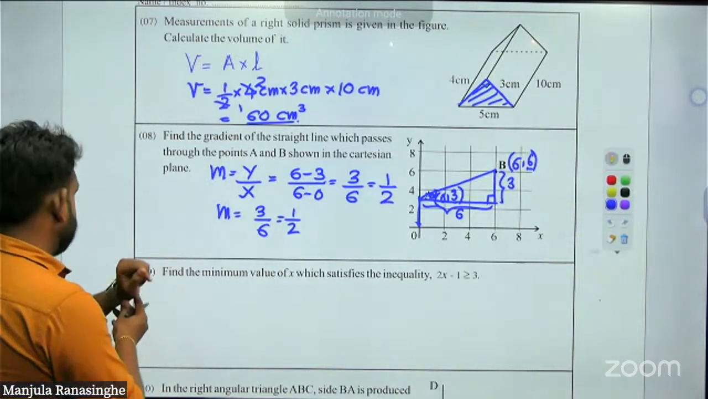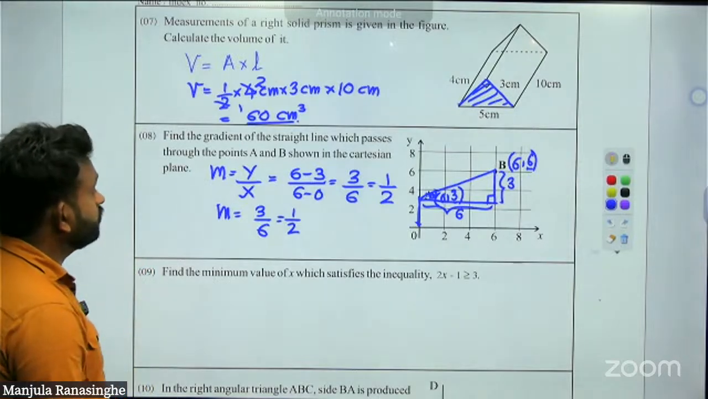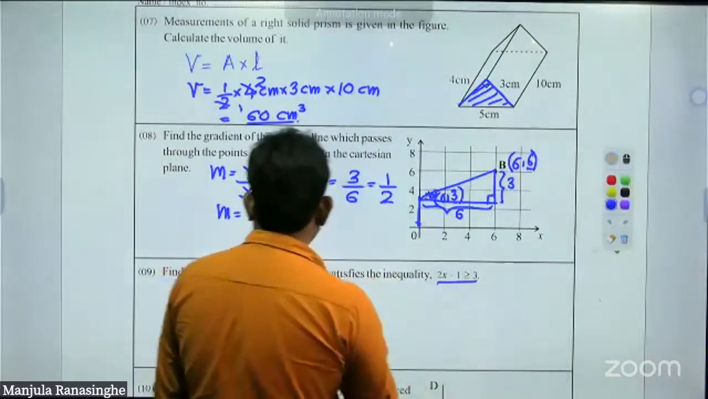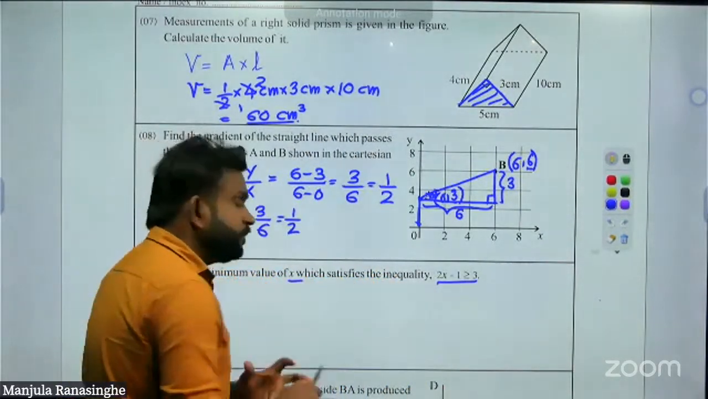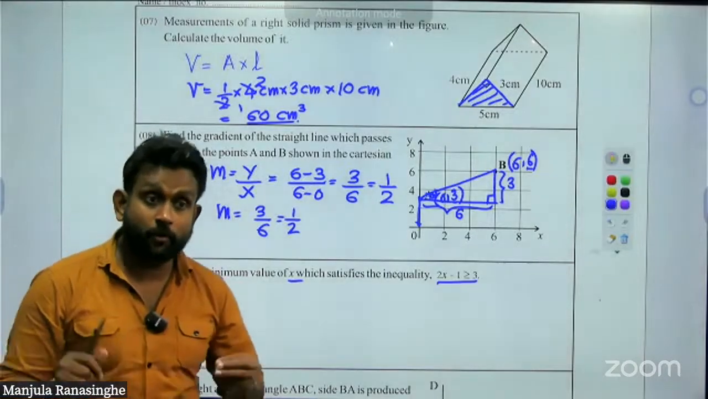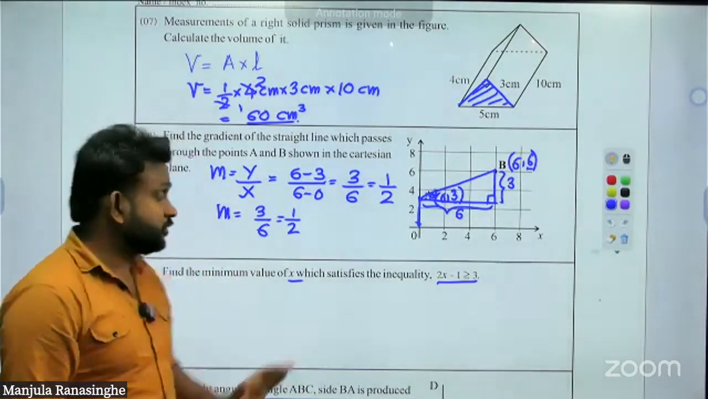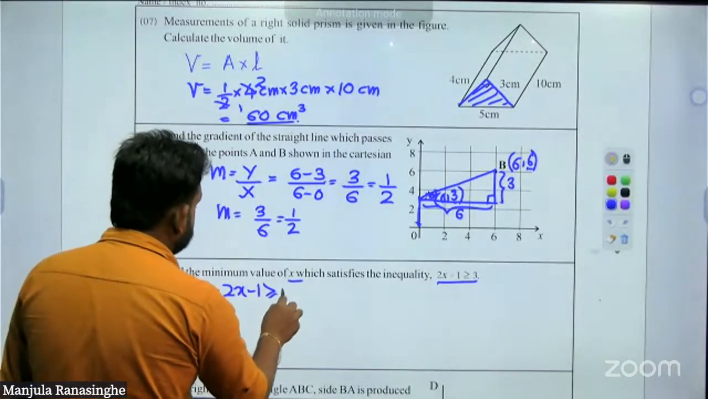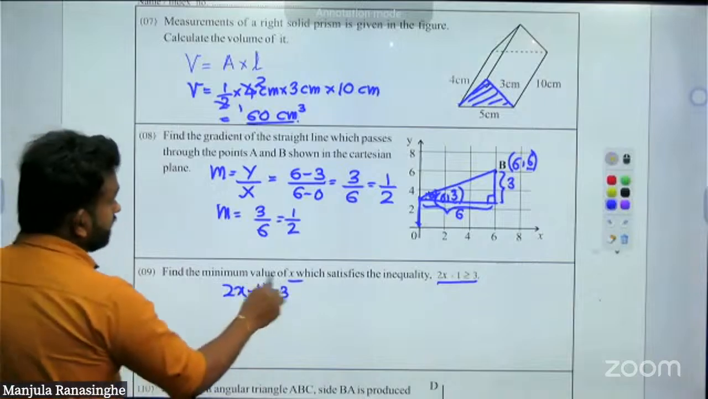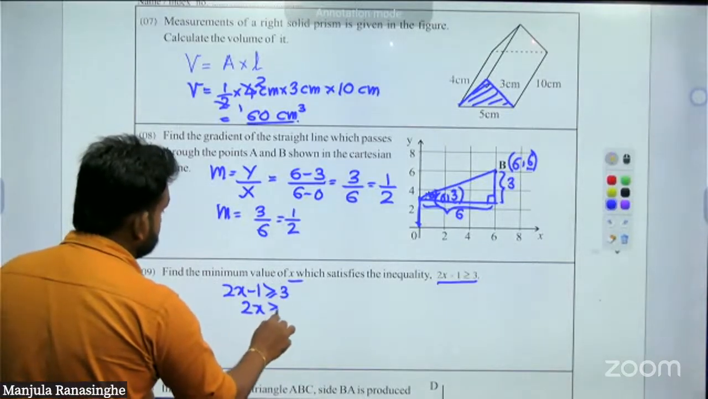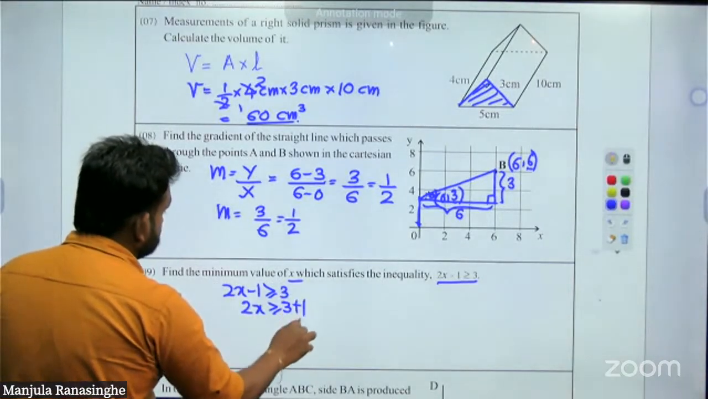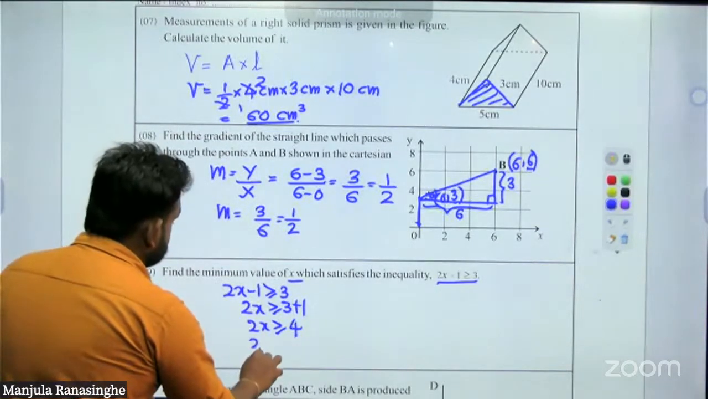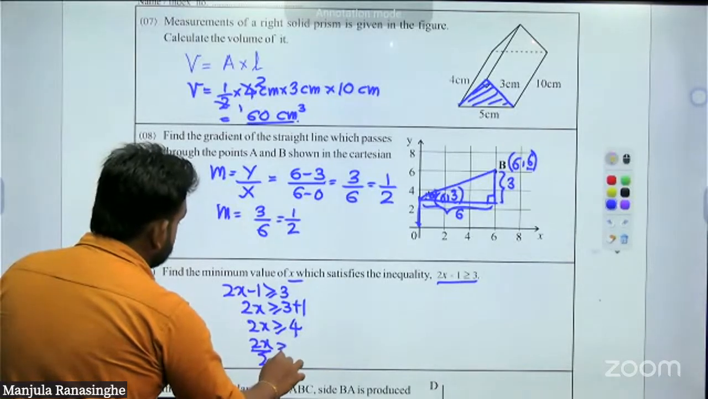Then question number 9. Find the minimum value of x which satisfies the inequality. Before finding such a minimum or maximum, you can write this inequality as 2x minus 1 greater than or equal to 3. Now bring this minus 1 to the other side. 2x greater than or equal to 3 plus 1, then 2x greater than or equal to 4. Now to make x the subject, just divide by 2 on both sides.